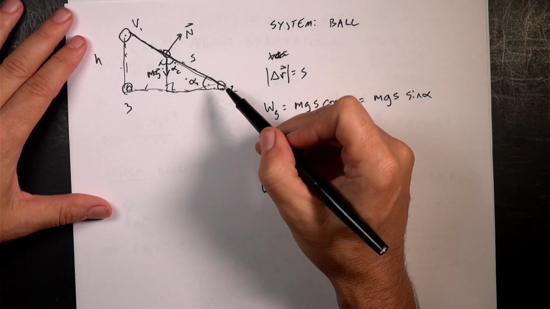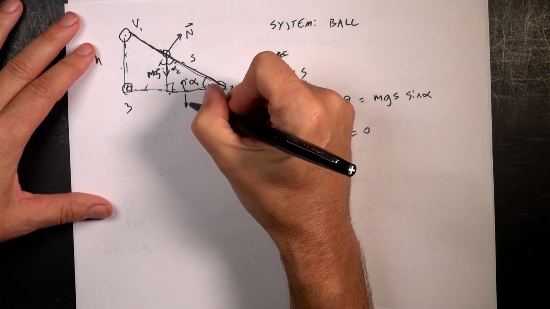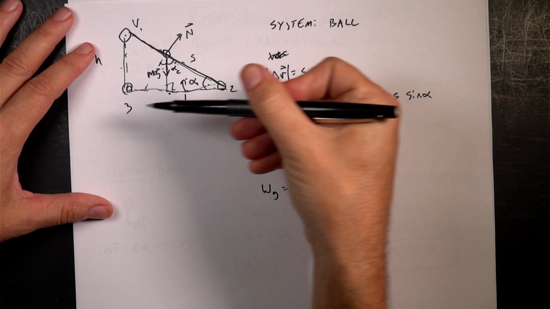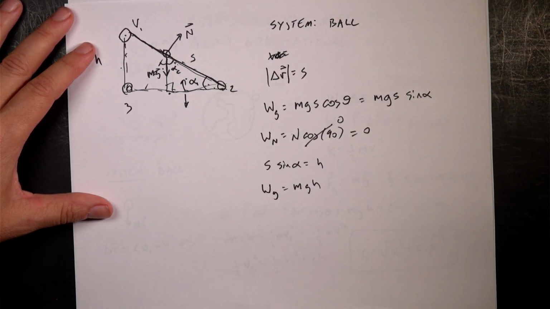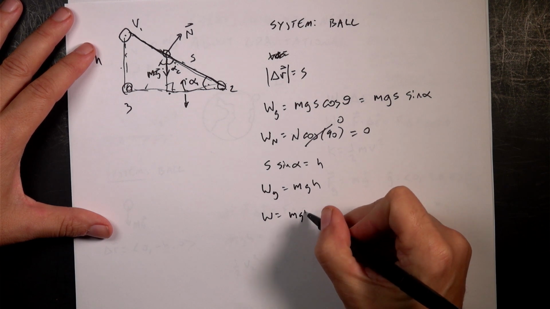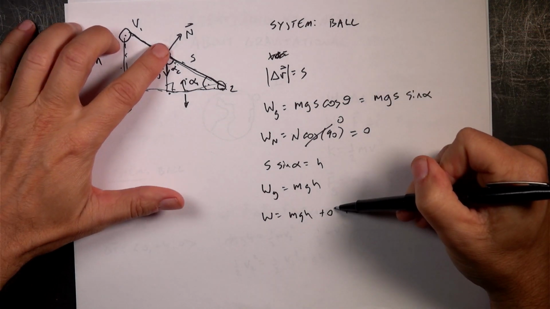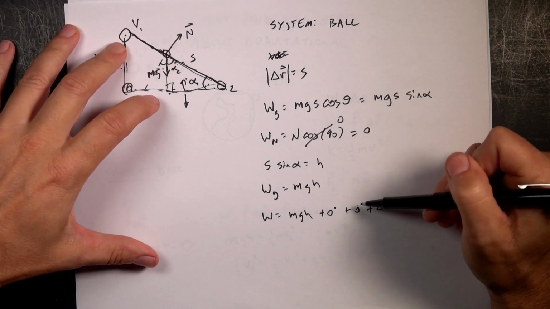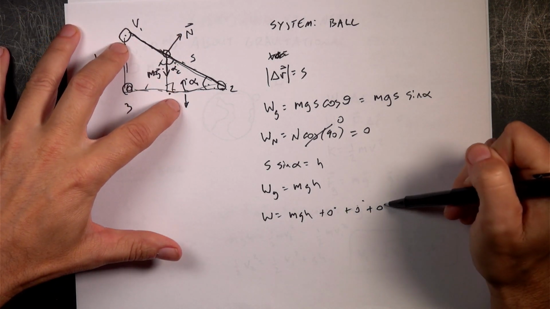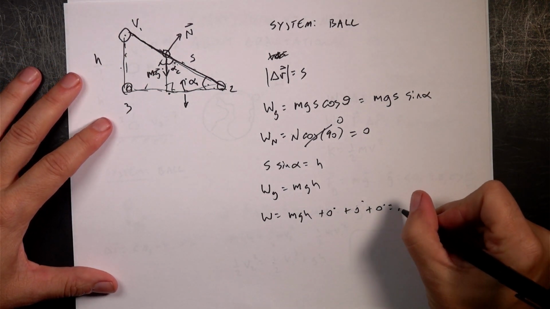And now I need to go from 2 to 3. So here along this path, I have the normal force pushing up and the gravitational force pushing down, but I'm moving that way. So in that case, both of the works done are 0 because they both are forces perpendicular to the direction of travel. So the total work done is going to be mgh plus 0 plus 0 plus 0, right? This is the normal force right here, the work done by that. This is the normal force on that other path, and that's the gravitational force on that path. So the total work is mgh, and that's going to be the change in kinetic energy.